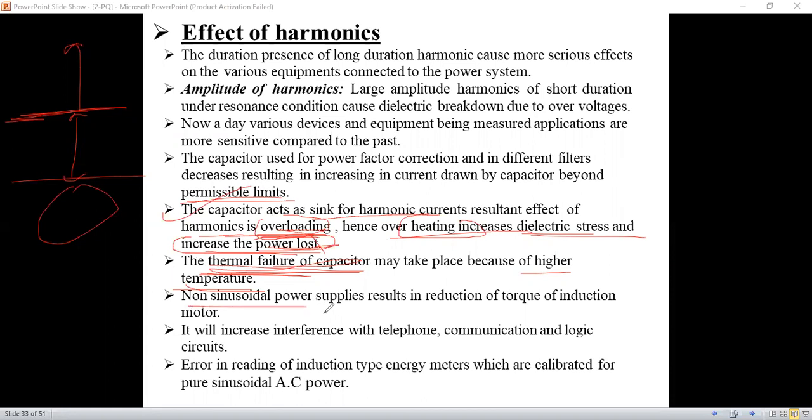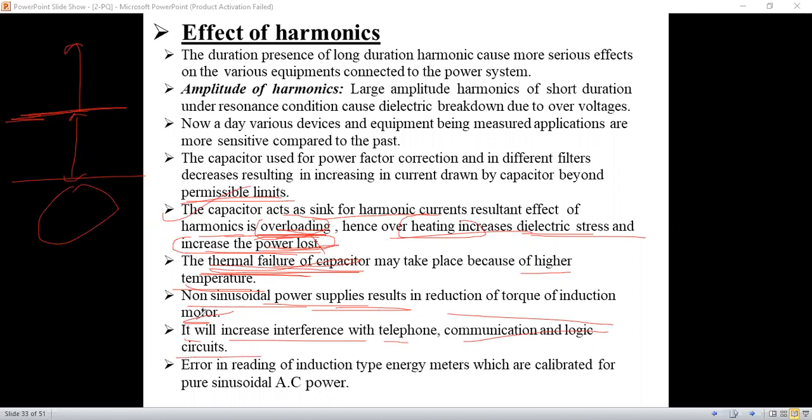Non-sinusoidal power supply, that is, it is not a sinusoidal power supply because of the harmonics. We are going to get non-sinusoidal power supplies or waveforms here. This results in reduction of torque of induction motors, that is, harmonics will also affect induction motors. It will also increase interference with telephone communication and logic circuits. That is the interference the harmonics are going to cause.